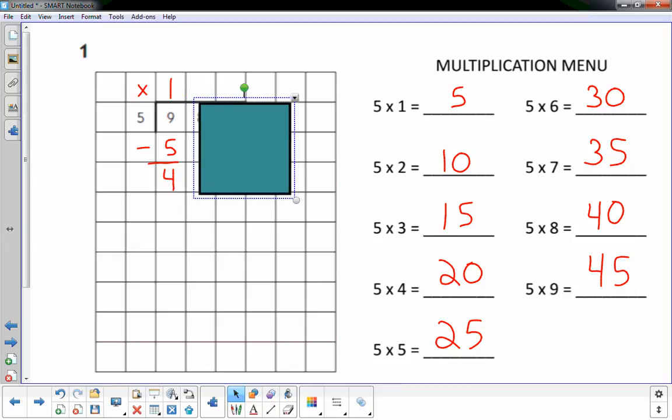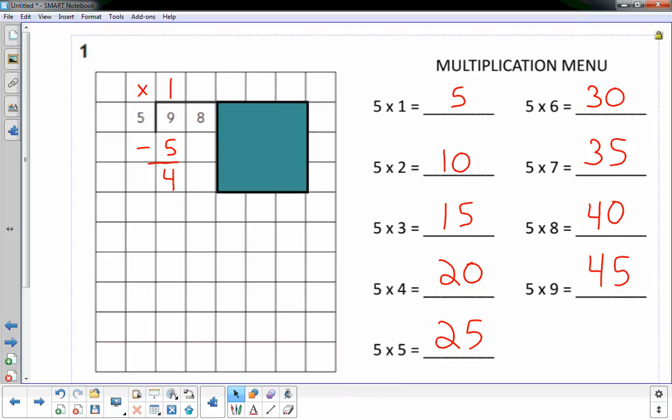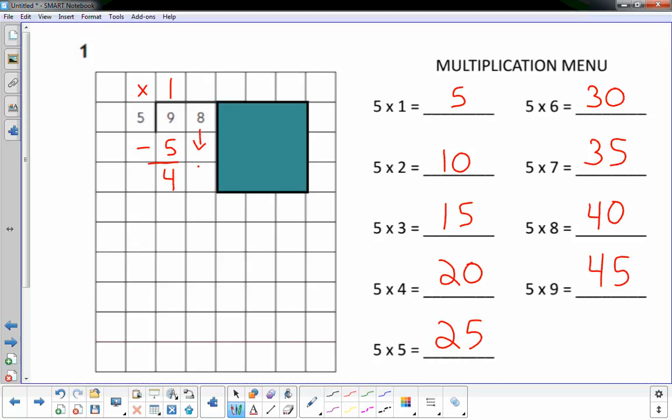Now I take my post-it note and I slide it over. And I notice there's an 8 there. I'm going to bring that down. And now I'm going to look at that as a 48. 48 divided by 5. If I look at my multiplication menu, I can quickly see 5 times 9 is 45. So I'm going to put a 9 up here. 9 times 5 is 45. And I'm going to subtract again.